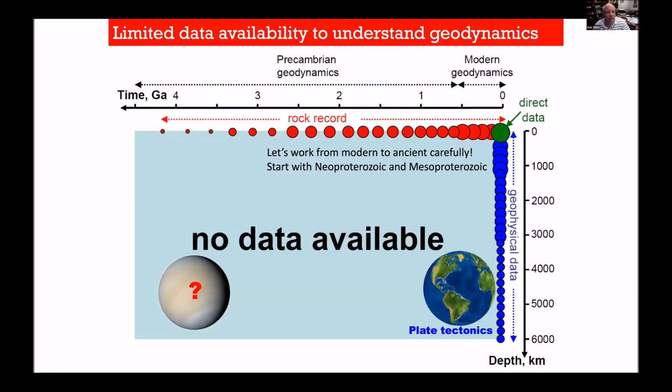So, to remind you of Taras's very nice diagram: as we go back in time, we have less and less geologic information, and we can basically abandon hope of direct geophysical information from the deep Earth. But let's work our way back slowly, and let's not jump back to the Archean, where the record is more incomplete. Let's work our way back carefully through the Phanerozoic into the Neoproterozoic and into the Mesoproterozoic. And then we can build on those consensuses, possibly to advance our understanding of earlier Earth history.